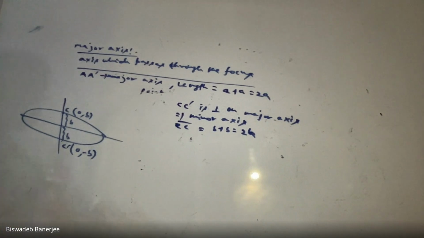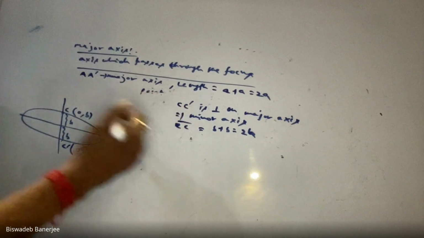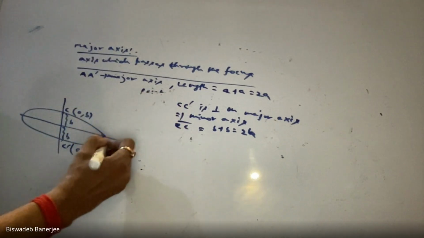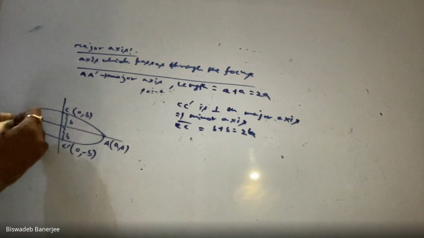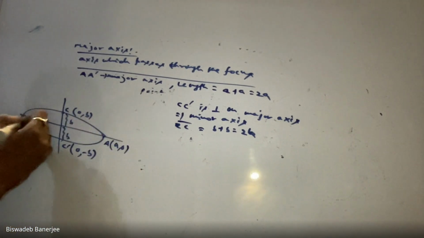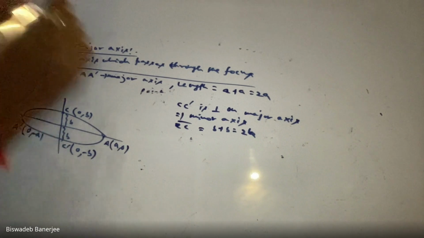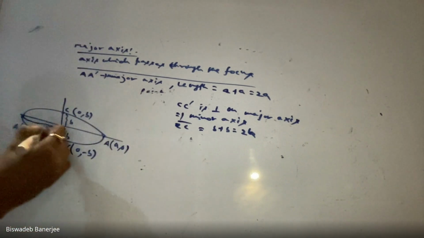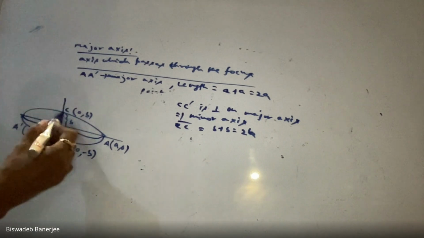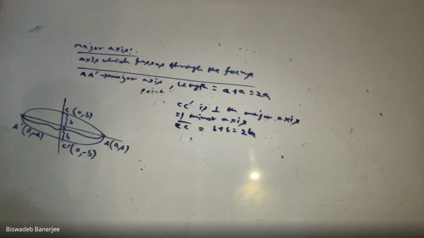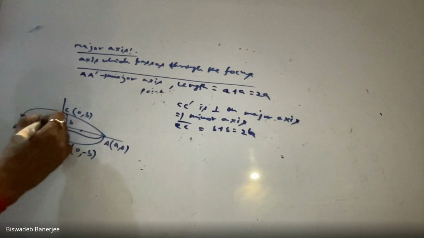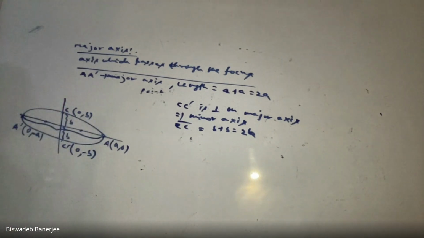So finally, this is my (A, 0), capital A, 0. This is my A dash (0, minus A). So this is my major axis and this is my minor axis. This is my focus. This is my focus.